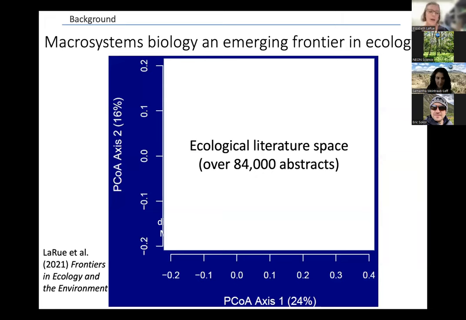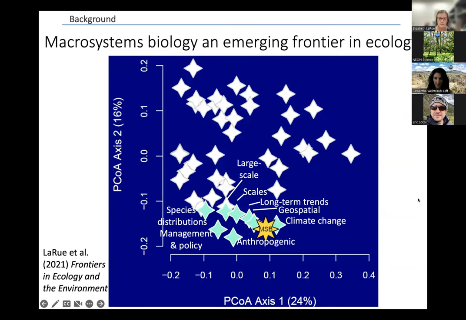Indeed, as we've increased our capacity for this big data, macrosystems biology has become an emerging frontier in ecology. This was a big literature review in the ecological literature space, looking at over three decades of abstracts in top ecological journals. Showing the literature space in two dimensions using a principal components analysis, we mapped the common ecological themes as shown by the stars in the 2D literature space.